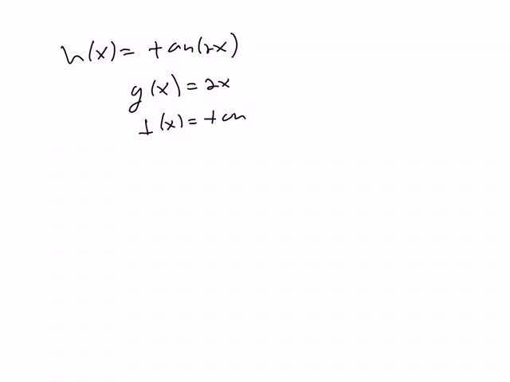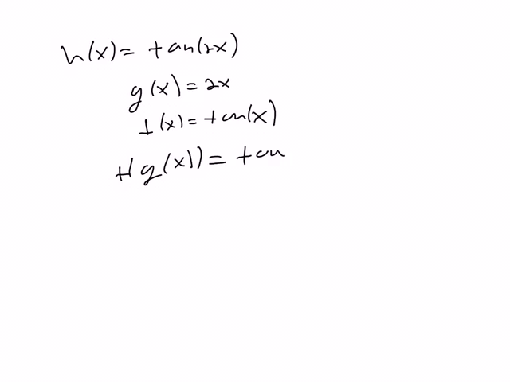Tan x is continuous everywhere it's defined. It's not defined everywhere. It goes to positive and negative infinity quite a lot. But everywhere it is defined, it is continuous, and so we have that f of g of x is equal to tan.